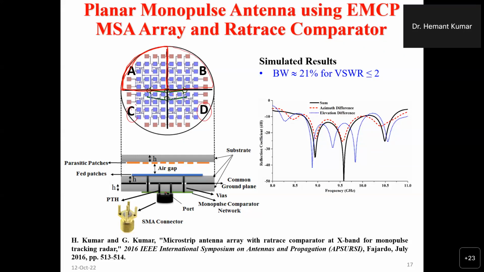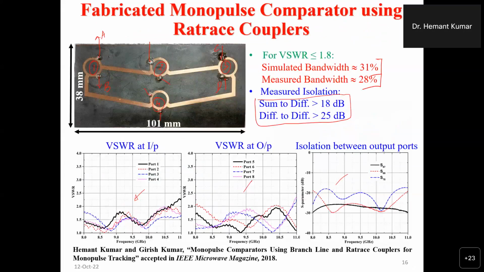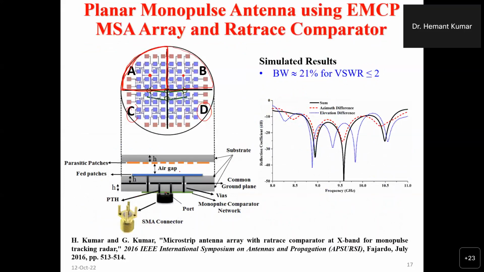How did we integrate them? We took the central point where we were feeding the antenna, and this is connected to the port of the comparator, the monopulse comparator. So basically, we connected antenna A here, antenna B here, antenna C here, and antenna D here. That you can see here in the side view. This is the side view of the structure.